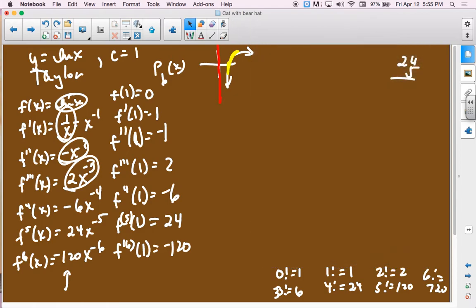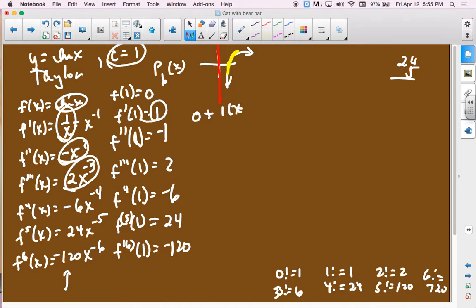Alright, so I have f of 0, and now remember this one is centered at 1. So really our formula goes like this, and I've been saying it every time. F of 1, f of c, plus f prime of c, which was 1, times x minus c, x minus 1 to the first over 1 factorial, minus f double prime, 1 times x minus 1 squared over 2 factorial.